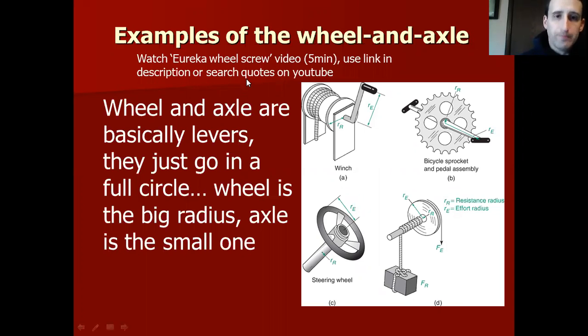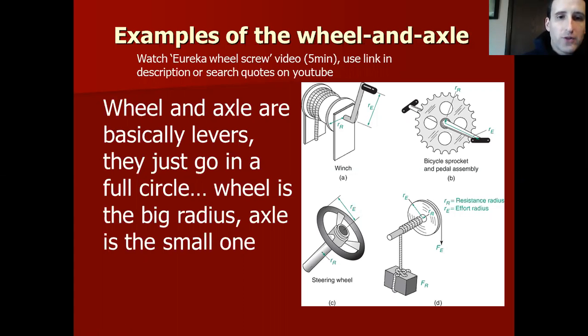So to start this time, I would like you to watch the Eureka wheel and screw video. Again, it's just 5 minutes. And it covers both the wheel and axle and the screw, and then we're going to go through and talk about those on the subsequent slides.